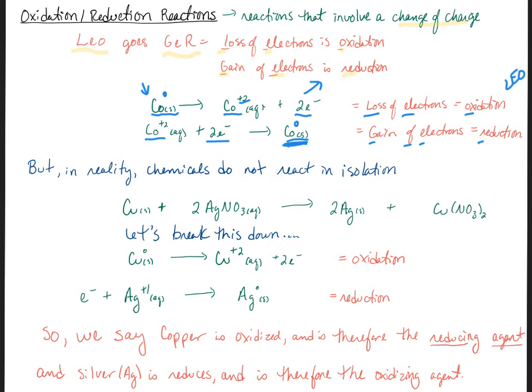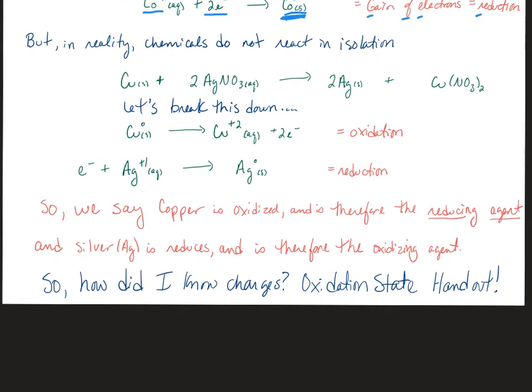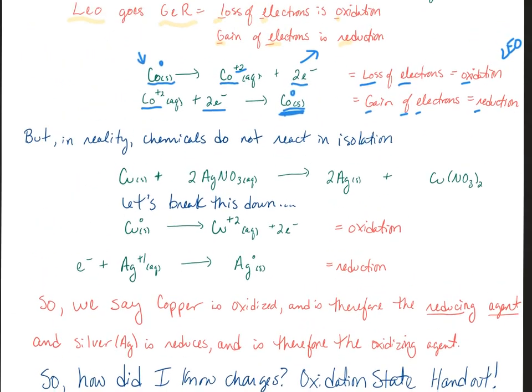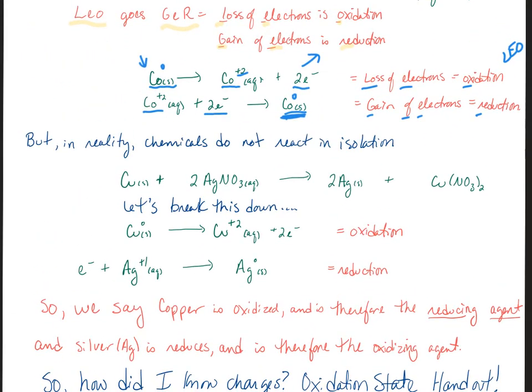But in reality, chemicals don't react in isolation, right? They react with each other. So when one thing is happening, another thing is happening simultaneously. So in other words, usually one metal will start off with the electrons and pass it to another metal. And in that process, one goes through oxidation and one goes through reduction. So let's try an example.